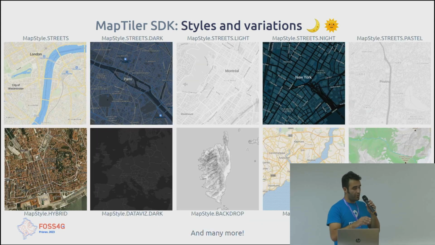And here on the first row, you can see all the variations of the street style. So the first one on the top left is the default street, but then there is a dark, a light, a night, and a pastel. They are all showing the same level of detail, the same kind of information. So basically, it's just the color scheme that changes. And on the row below, you have other examples of styles, though it's not an exhaustive list, of course, but hybrid, datavis.dark if you want to have your data visualization in dark mode, and backdrop with nice hill shading, and some others that you may recognize.